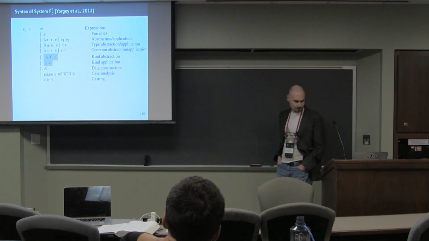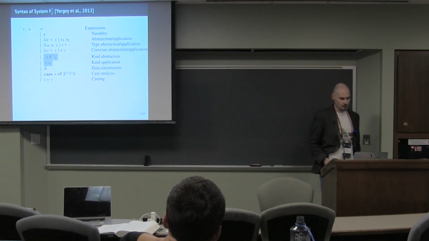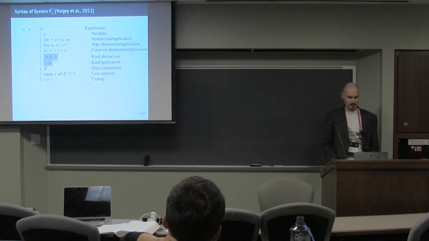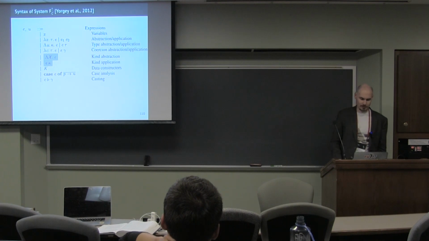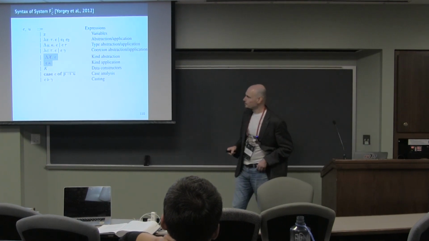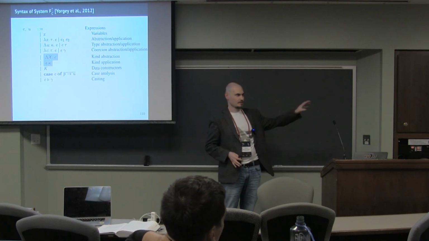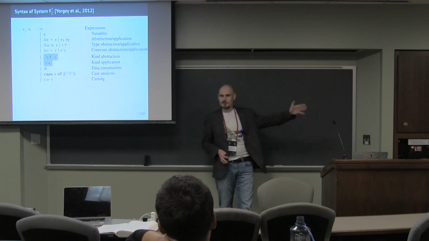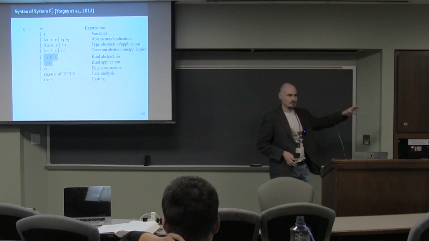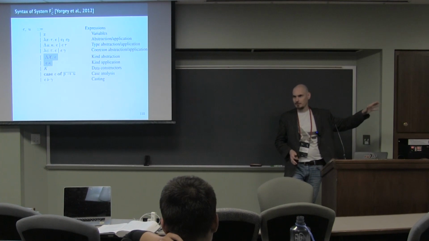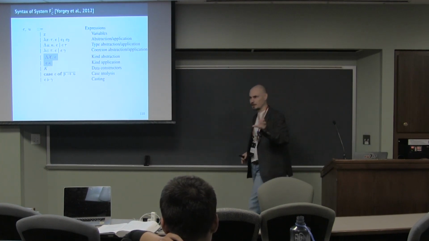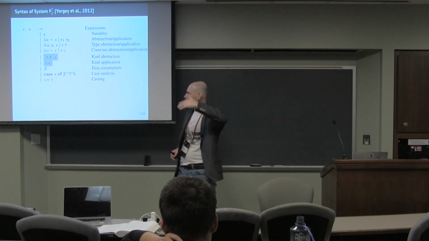From this paper, we've introduced a new abstraction. So we had lambda for types, and now we have a third sort of lambda for kinds. You can read it like a little bit bigger lambda. Now we have a small lambda for values, a big lambda for types, and a little bit bigger lambda for kinds. So three sorts of abstraction and three sorts of application.